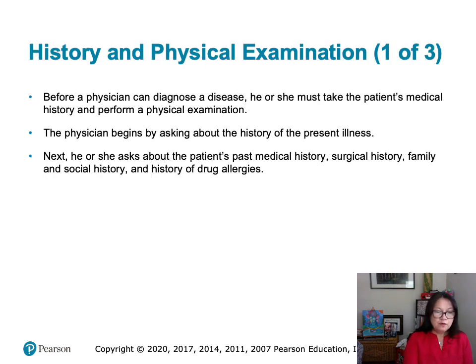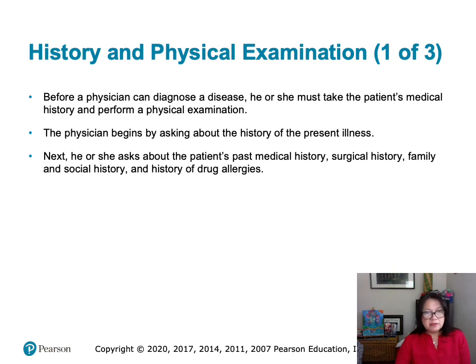Regardless of setting, before a physician can diagnose a disease or make a prognosis about its outcome, he or she must take the patient's medical history and perform a physical examination. The physician begins by asking about the history of the present illness. This includes questions about the location, onset, duration, and severity of the patient's symptoms.